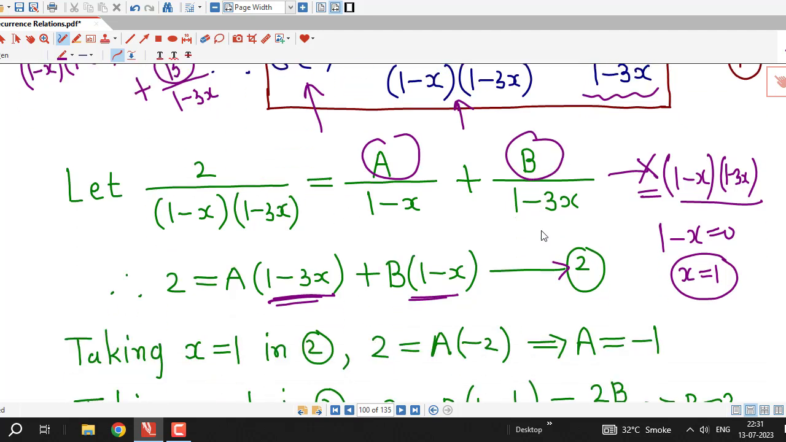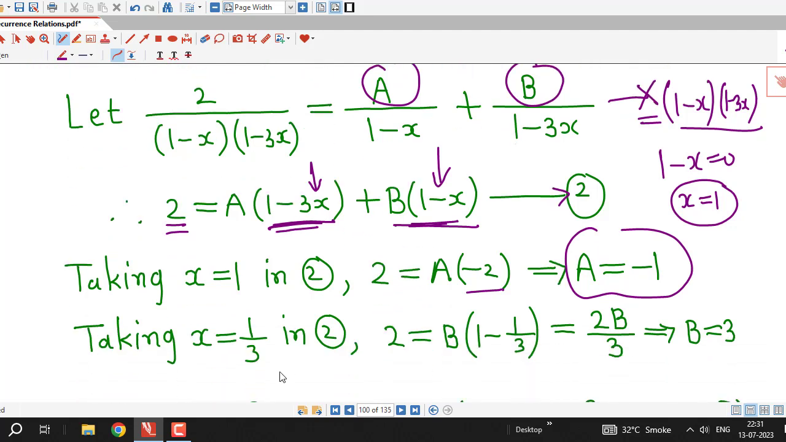and B. First I have taken x equal to 1 in this equation 2, and I have 2 equal to, this is going to be 0 for x equal to 1. If I take x equal to 1 here, I will have A into 1 minus 3, that is minus 2, and therefore A is minus 1.